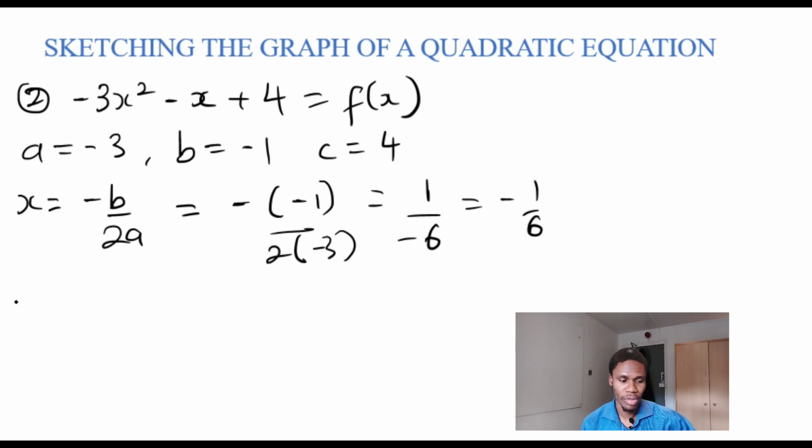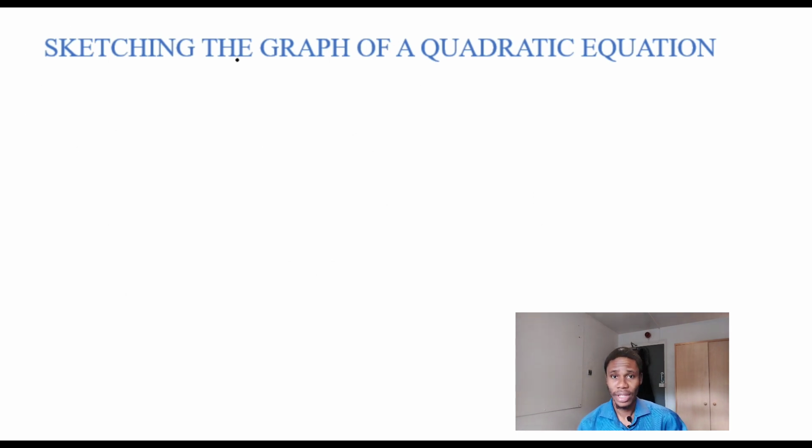And now, to be able to find y, all you need to do is to insert your axis of symmetry into the function and just solve for it. So solving for it gives us y equal to 4.08. So now let's try to draw our axis of symmetry and the turning point.